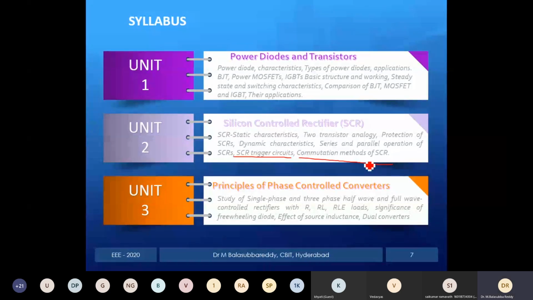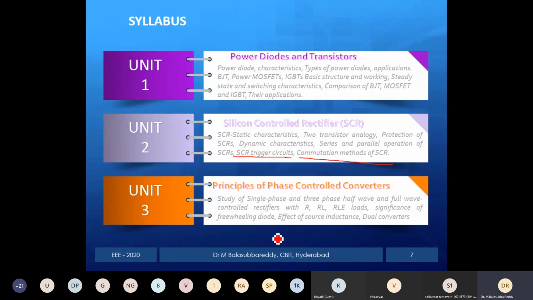Simply remember one thing. If I use a diode, the output will not be controlled. The output will be fixed. Whereas if I use a thyristor or SCR, both are the same, silicon controlled rectifier or thyristor. Both are the same words. If in a circuit the diode is replaced by the thyristor, then automatically your output is going to be controlled. That's why we call them controlled rectifiers. Whereas if I use diodes, they are uncontrolled rectifiers.